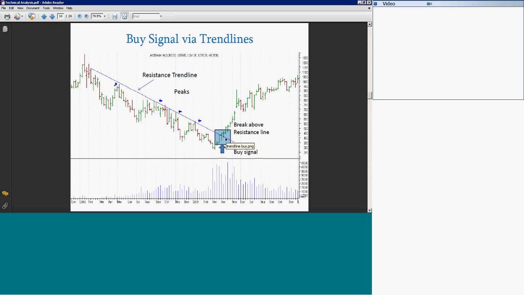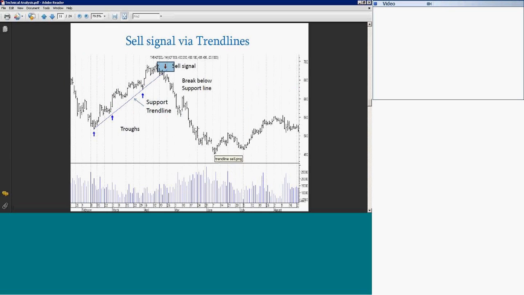Support trend line. As the support trend line is formed joining the supports or the troughs of a particular stock. So a particular stock, and I signal out here. As you can see, you can see how.